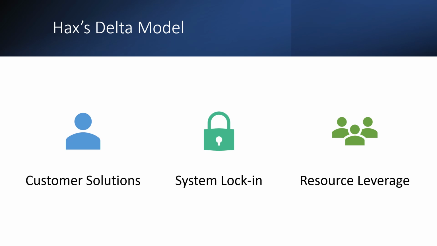So here's how Netflix has applied the Delta Model. The first, customer solutions. Netflix has focused on delivering customer solutions by providing a personalized and convenient streaming experience. The company has developed algorithms that recommend content to users based on their viewing history, making it easy to find new content they will enjoy.